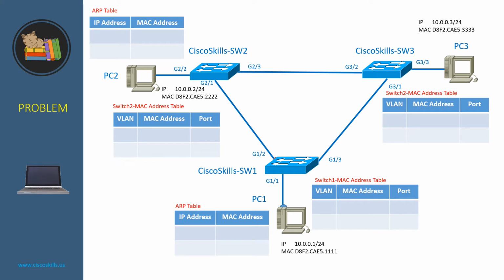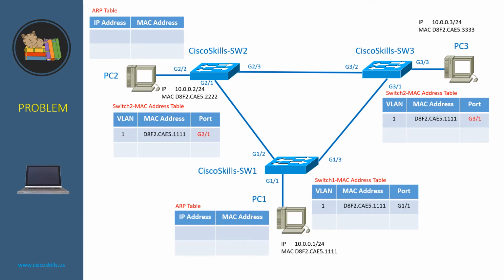Let's see what happens when PC1 sends an ARP request to find the MAC address of PC2 in this network. First of all, PC1 has to send a broadcast frame to switch 1. Switch 1 will update its MAC address table and forward the frames to switch 2 and switch 3. Switch 2 and switch 3 also have to update their MAC address tables.